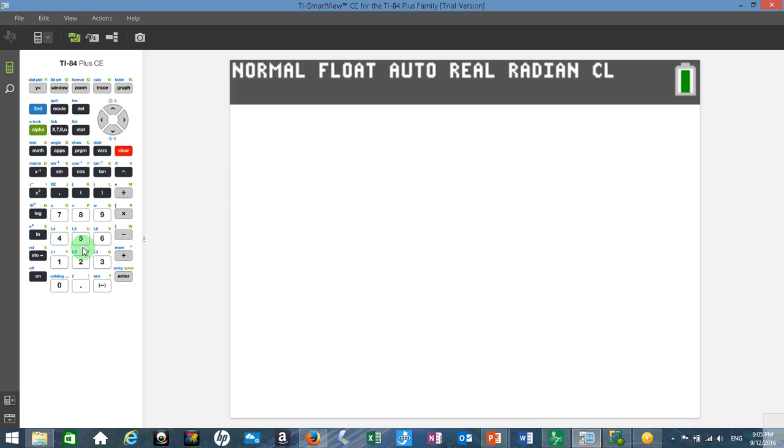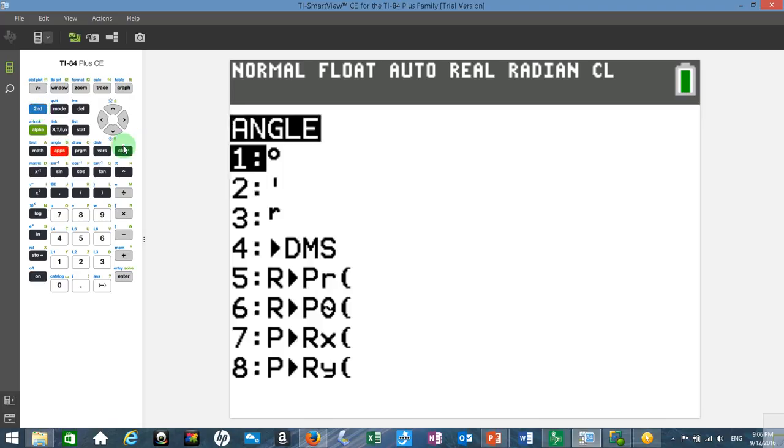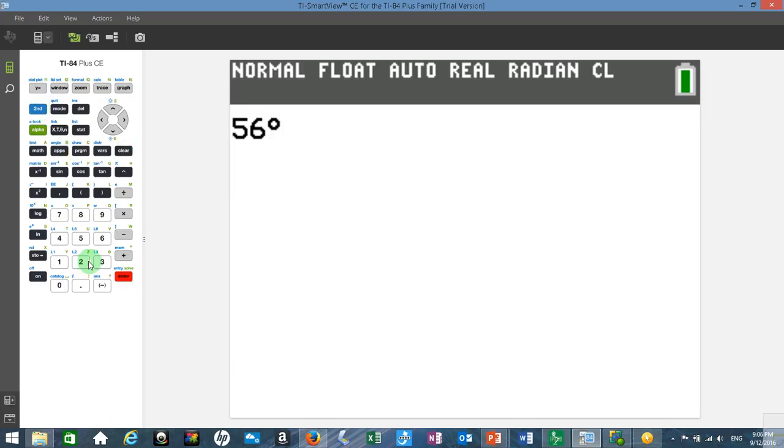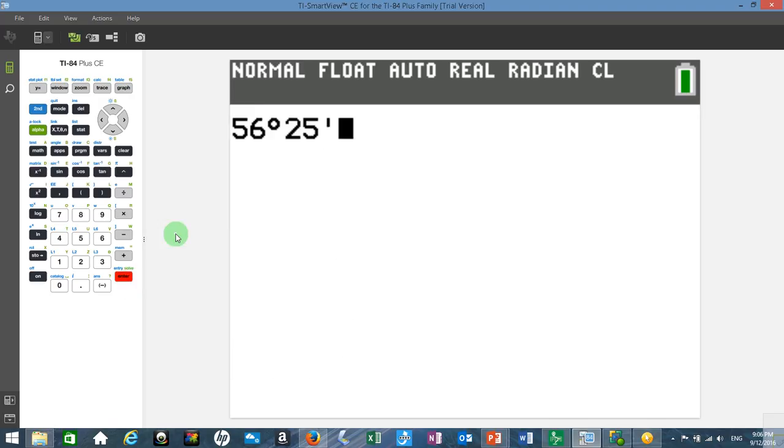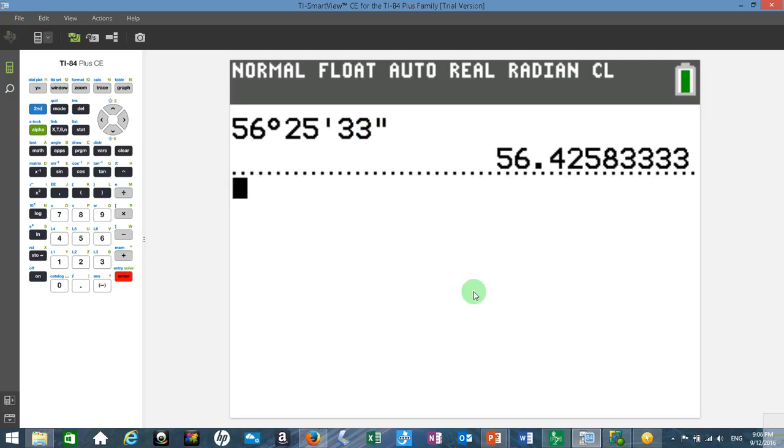So let's go with 56, and I'm going to type in second angle, and there's my degrees, and then 25 minutes, second angle, and then 33 seconds. I don't have a seconds symbol, so I go down here and hit alpha and plus, and that's 56 degrees, 25 minutes, 33 seconds, and hit enter. And there's your decimal degrees. So it's 56.4258 degrees.